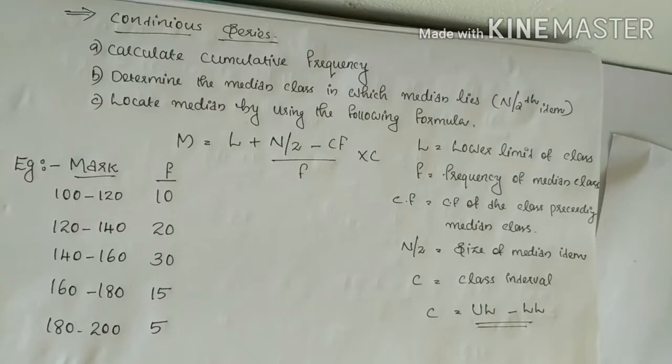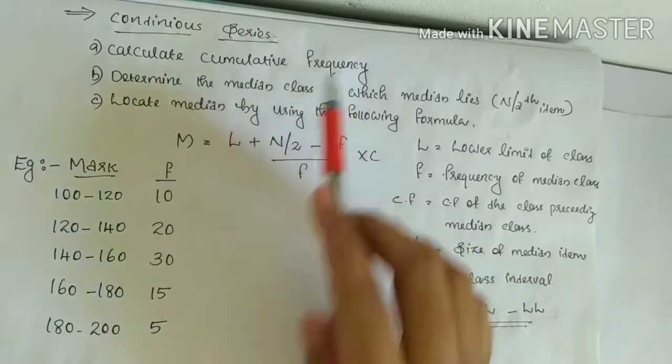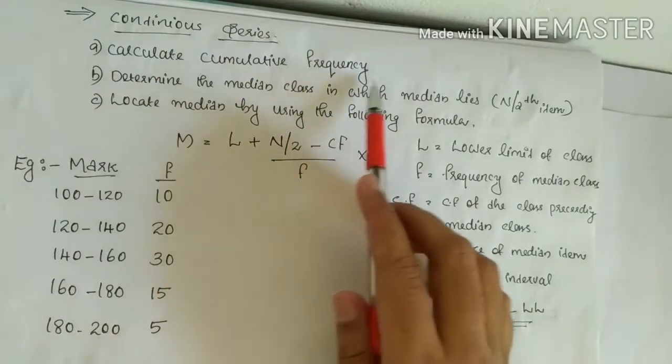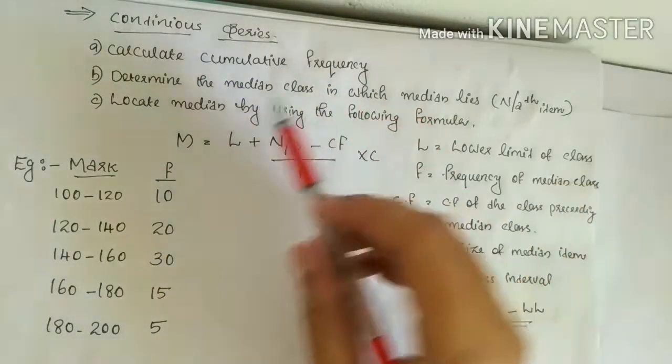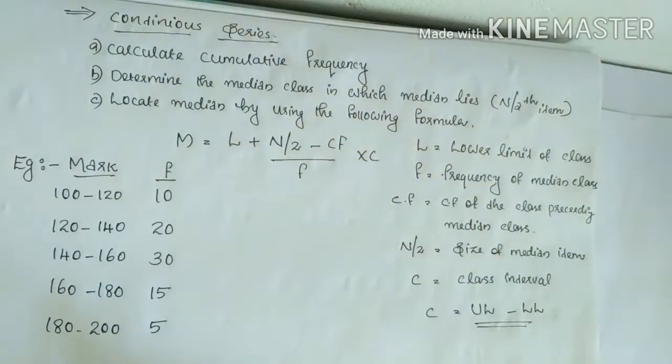Median in discrete series is over. The next one is median in continuous series. The following steps are used to calculate median in continuous series. First one, calculate cumulative frequency. Second one, determine the median class in which the median lies, that is the n by 2th item.